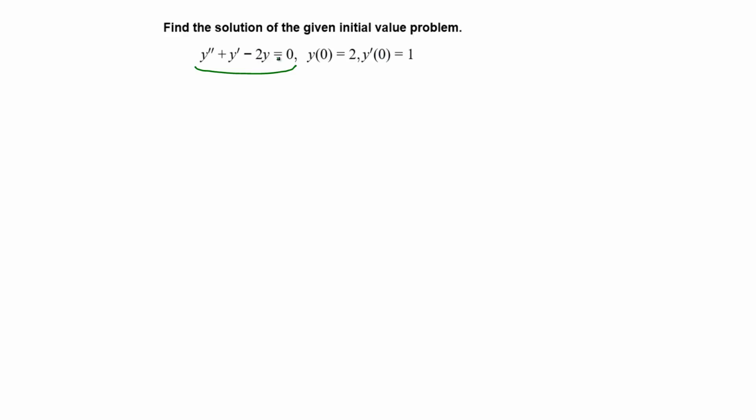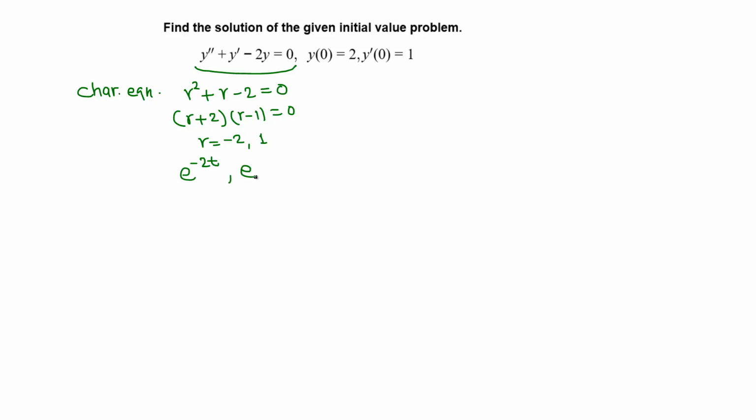So let's consider this differential equation, and for this we find the characteristic equation. The characteristic equation is r squared plus r minus 2 equals 0. Let's solve for r. Factor this trinomial: (r plus 2)(r minus 1) equals 0. So r equals negative 2 and 1. That means e raised to negative 2t is one solution and e raised to t is another solution.